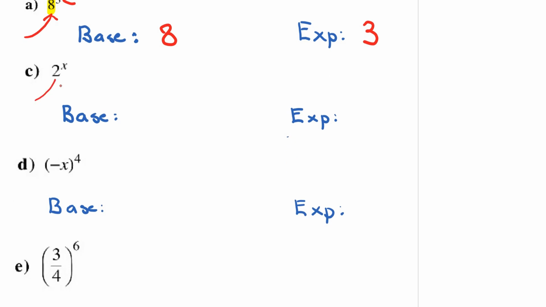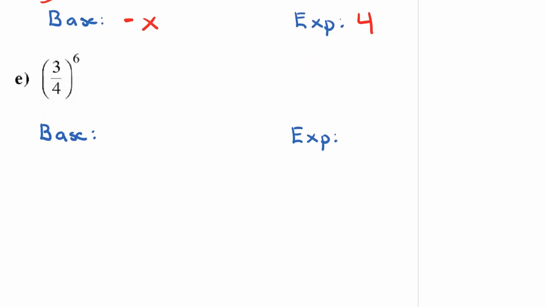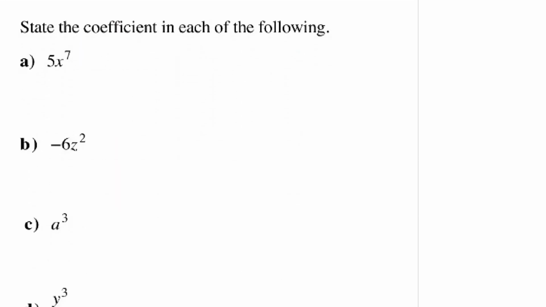All right, for the next one here, my base is going to be 2, and my power here is just a variable x, so the exponent is x. For the next one here, the base is everything in that bracket, which is negative x, and my power is 4, so the exponent is 4. For the next one here, 3 divided by 4 to the power 6. Well, the base is everything in the bracket there, so the base is going to be 3 divided by 4, and the exponent here is going to be the power, which is 6. And that's it for the very first question here. So let's move on to question number 2.